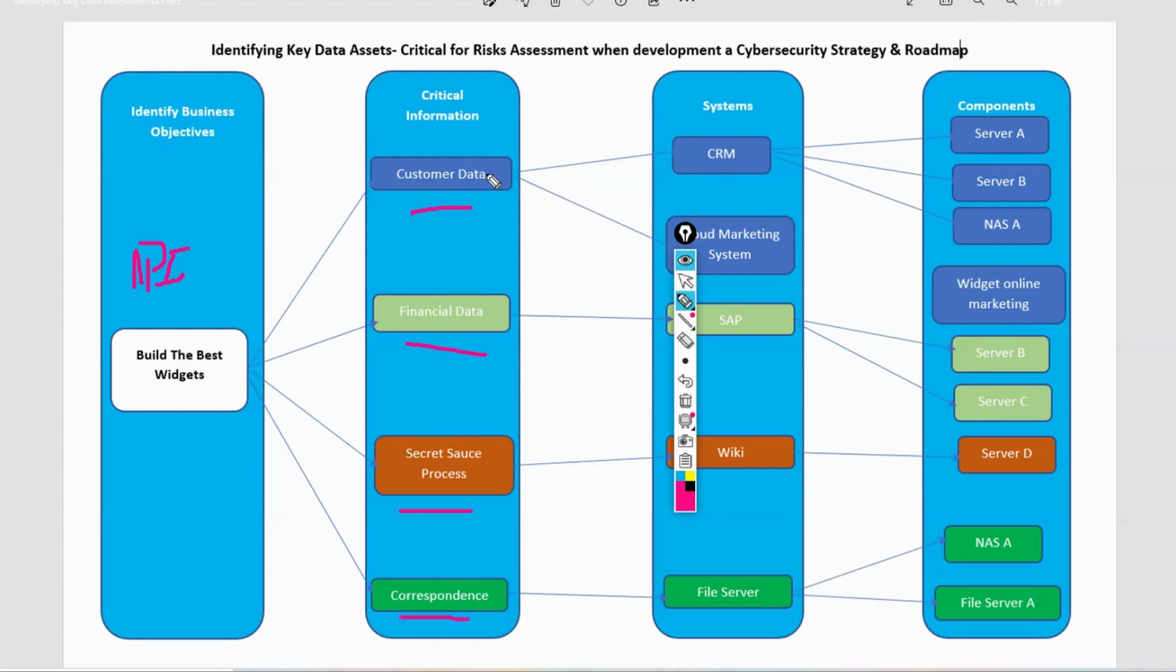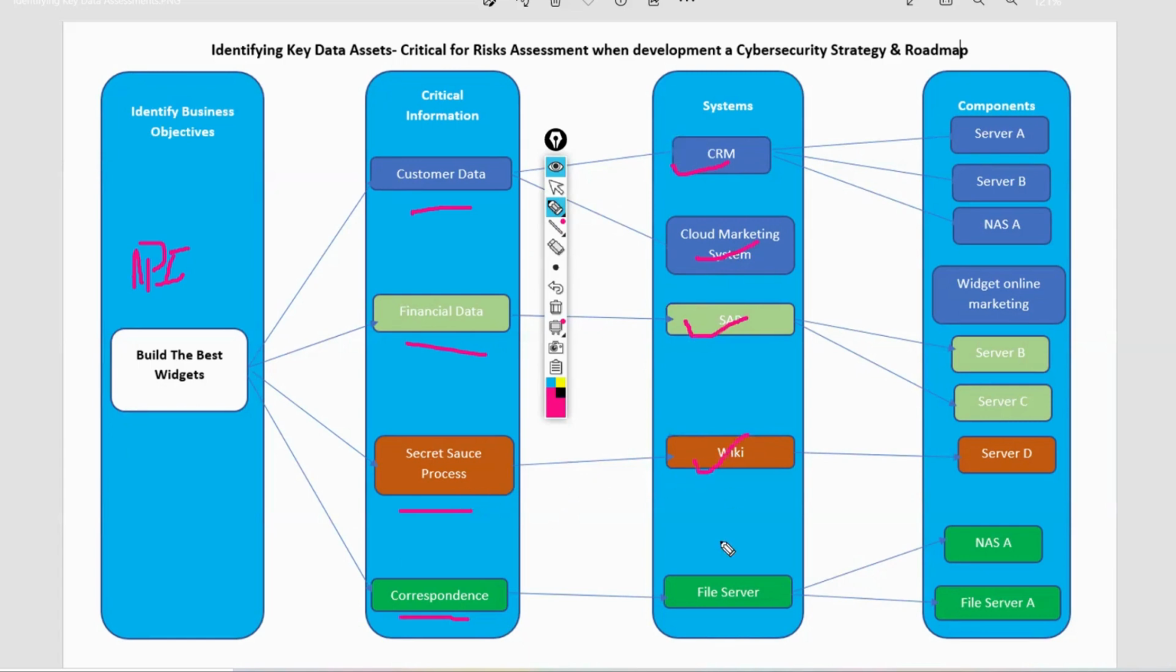The next step is to say, where does all this data actually reside? What systems or applications or platforms actually store this information that is required to produce these APIs or widgets? So in this case, your customer data resides on your CRM system, also within your cloud marketing system. You also have your financial data being stored in your SAP, and your secret sauce in this case being stored in your wiki site internally. Your correspondence information is being stored on your file server.